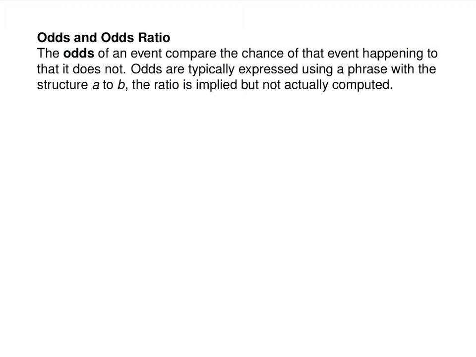Okay, have you heard about odds? The odds you're gonna win are 5 to 1. In which case, buy that lottery ticket, right? The odds you're gonna actually win the lottery are like 1 to some big, huge number, so don't buy those tickets. So they compare the chance of an event happening to not happening, and they're usually expressed as a phrase with the structure A to B, and it is really a ratio, but you don't write it that way. You know what I mean by that? You don't write a fraction, right? You just write number 1 to number 2.